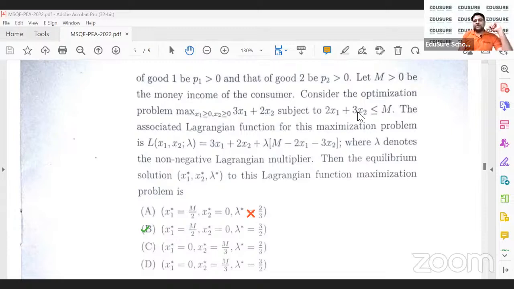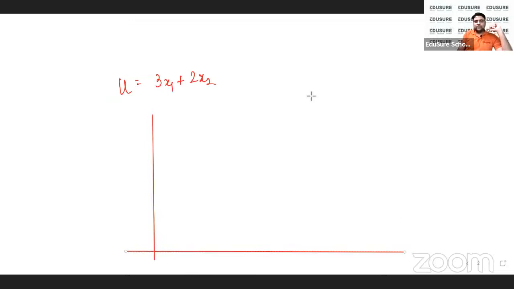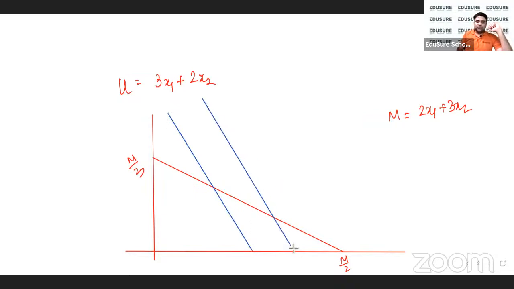Also, it's a very logical problem. If I don't use the Lagrange, if I solve it in the usual way, how do I solve it? It's a utility function looking like 3x1 plus 2x2. So if I draw this, and the budget line is m equal to 2x1 plus 3x2. So the budget line is something like this. This is m by 2 and this is m by 3. And the indifference curve will have a slope of 3 by 2.